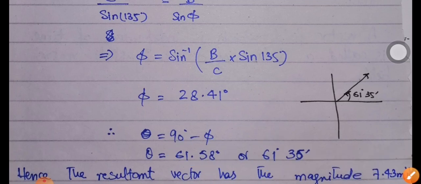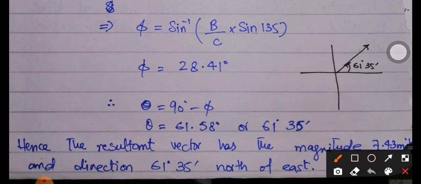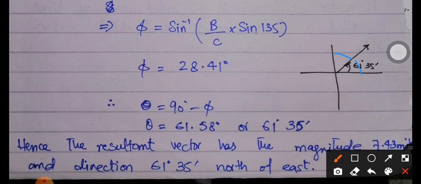Now we have to express the answer, or totally determine the vector C, the resultant vector. The resultant vector has magnitude 7.43 miles, and for the direction it has 61 degrees 35 minutes, or 61.58 degrees north of east. Or you can say that it is 28.41 degrees east of north. It's up to you whether you define it with this angle or this angle.